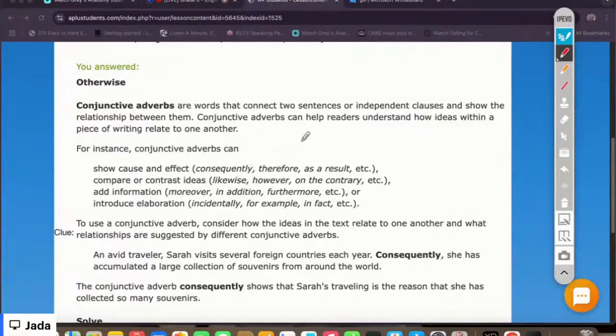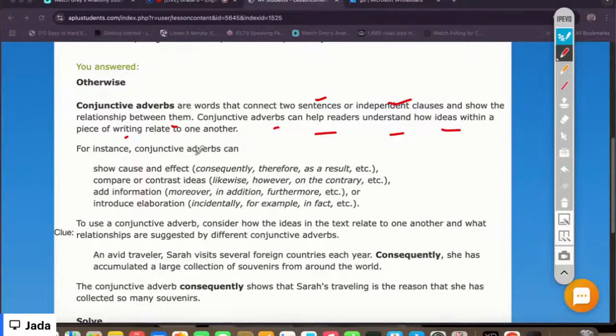Alright, so conjunctive adverbs are words that connect two sentences or independent clauses and show the relationship between them. Conjunctive adverbs can help readers understand how ideas within a piece of writing relate to one another, okay?